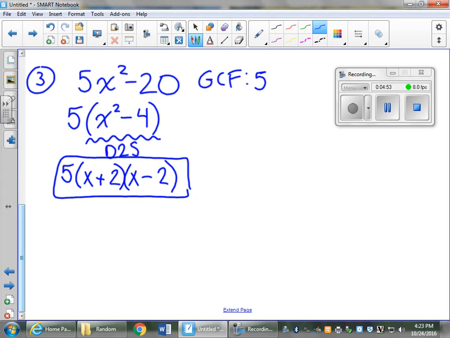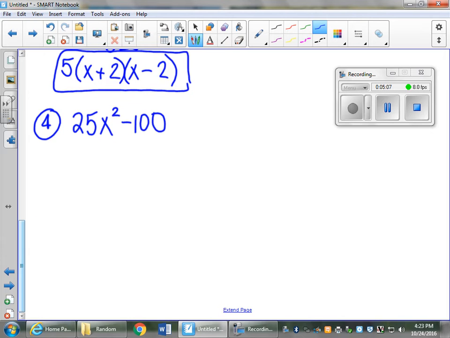Okay. Here's another one that I would like you guys to try on your own. Don't get tricked. There is a twist to it, so don't think it's easier than what you think here. 25x squared minus 100. So pause, think about it, check your answer with mine.